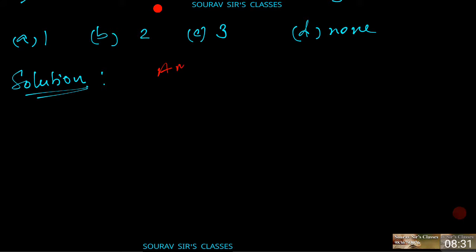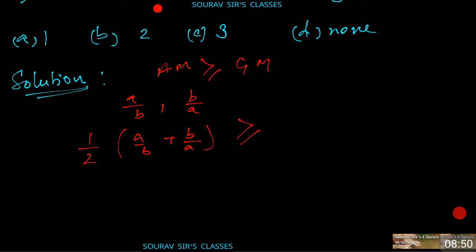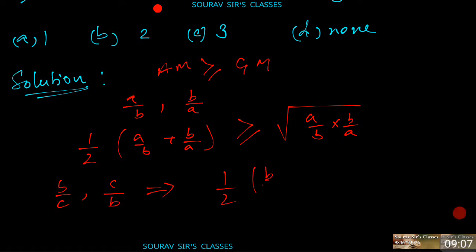As we know that AM is always greater than or equal to GM, taking the two numbers as a/b and b/a, we get half of (a/b + b/a) is always greater than or equal to root over (a/b into b/a), and taking another pair as b/c and c/b, we get half of (b/c + c/b) is always greater than or equal to root over (b/c into c/b).